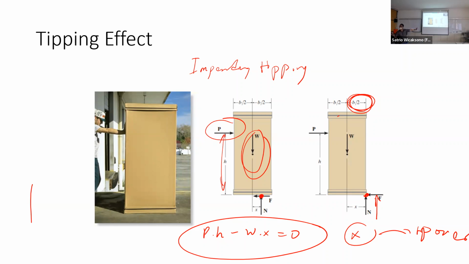And how to check which one is happening? What you're supposed to do is just to check the fourth one, whether it's happening or not. That's the first thing to do. How to check that is by checking the critical condition of tipping.